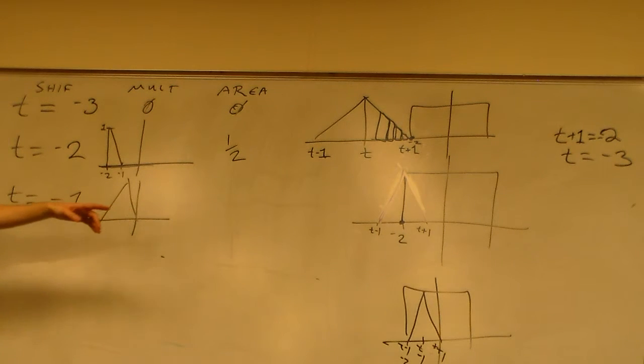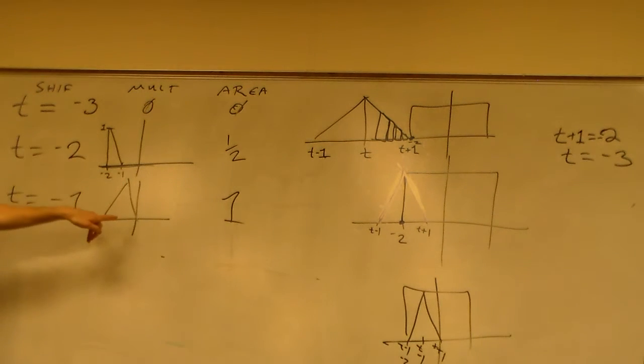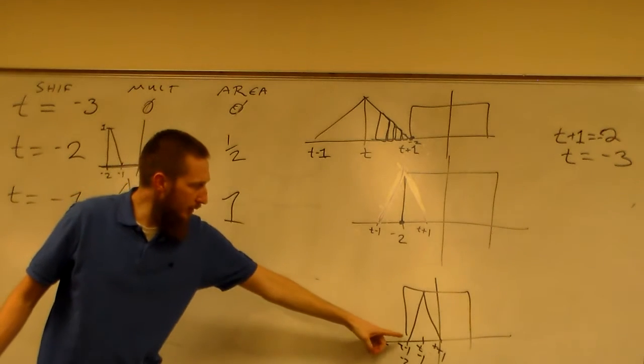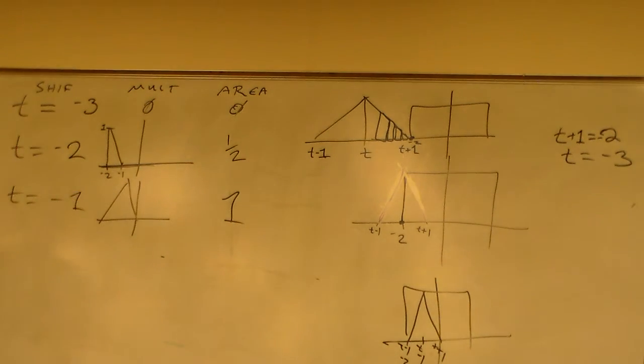What's the area of the triangle? 1. Because now we have this one doubled. Okay, so now we see that this guy is fully enclosed in this rect function. So let's pick another value. What's another t value that we can go to?